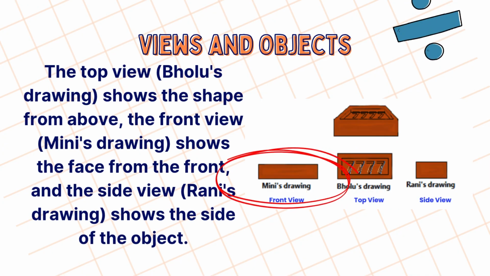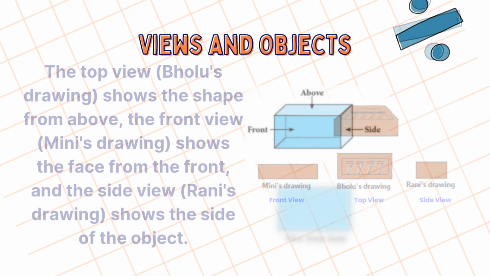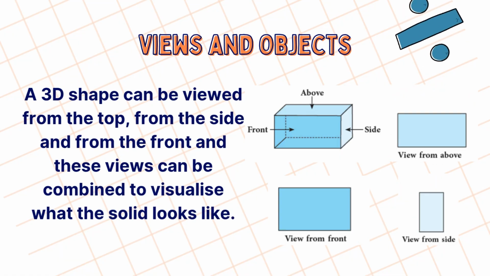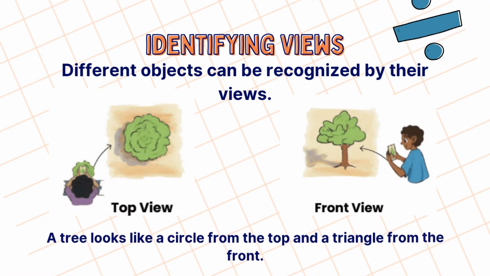The front view, Monu's drawing, shows the face from the front, and the side view, Rani's drawing, shows the side of the object. So, a 3D shape can be viewed from the top, from the side, and from the front, and these views can be combined to visualize what the solid looks like. Different objects can be recognized by their views. For example, a tree looks like a circle from the top and a triangle from the front.